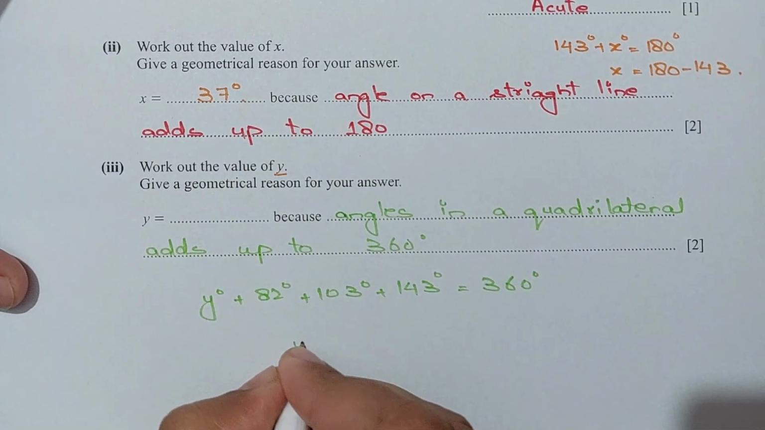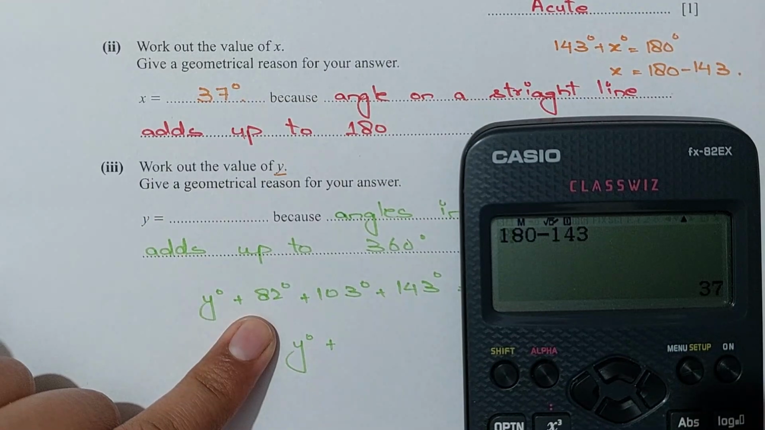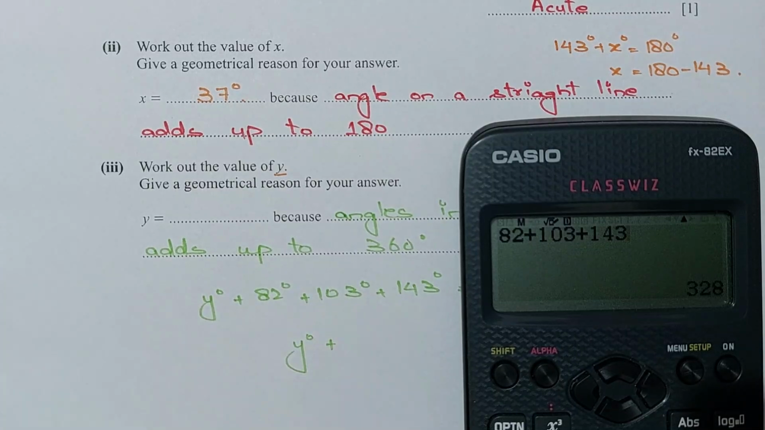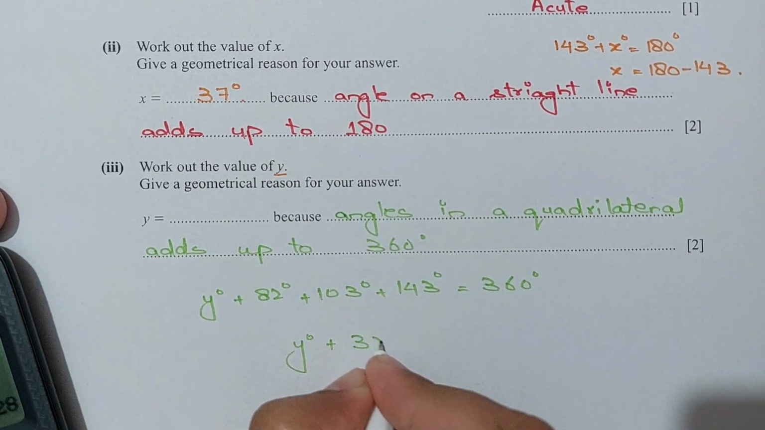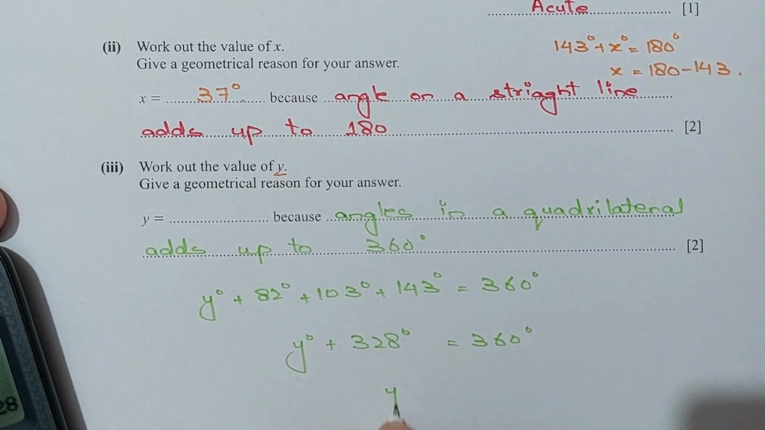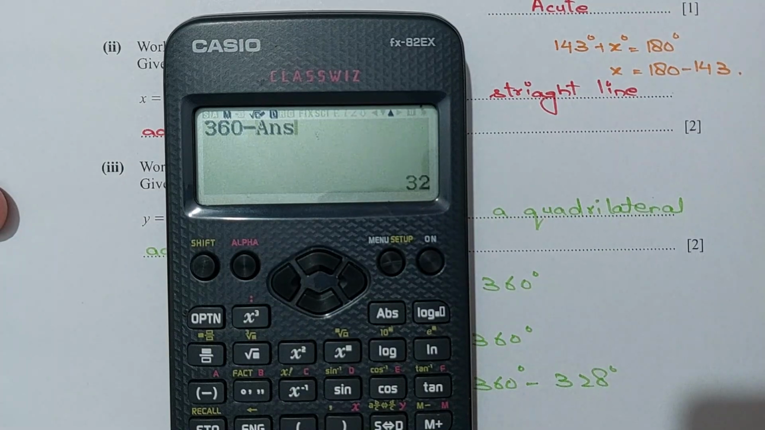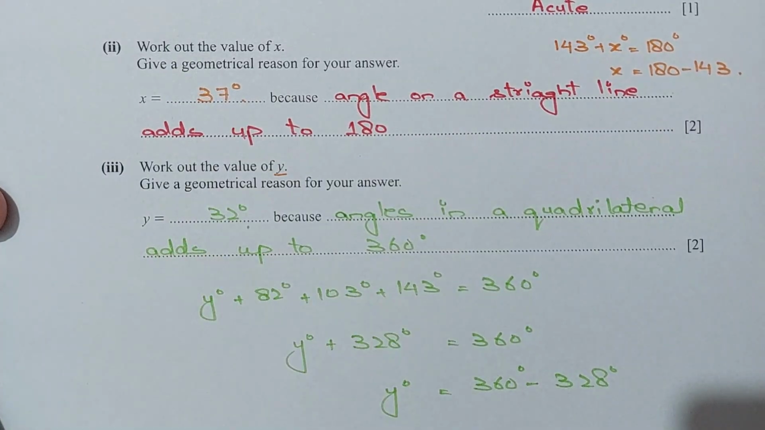Okay, further simplification, y degrees plus, let me add 82, 103, and 143. 328. 328 degrees equals 360 degrees. Now angle y, from 360 we have to subtract 328. 360 subtract answer, 32 degrees is the angle y.